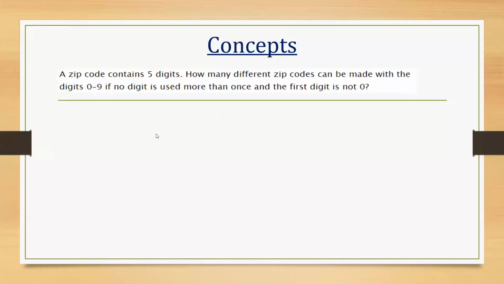Okay. Listen carefully. A zip code contains 5 digits. How many different zip codes can be made with the digits 0 to 9, if no digit is used more than once and the first digit is not 0? You already know that if you apply 0 as the first digit, then it becomes a 4-digit number, right? So 0 will not be the first digit. So we have digits from 0 to 9, and we are going to form a 5-digit number. How many ways can you do this?